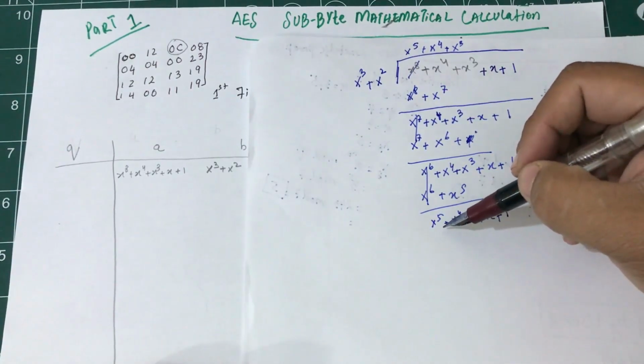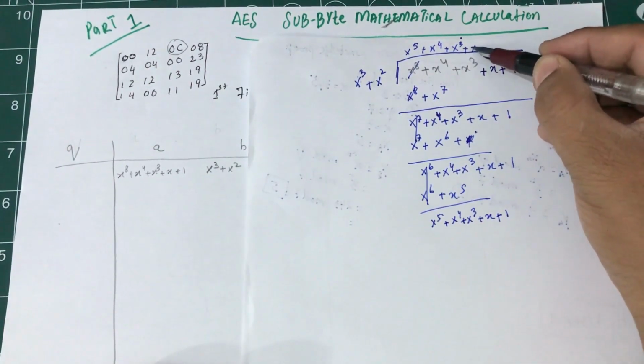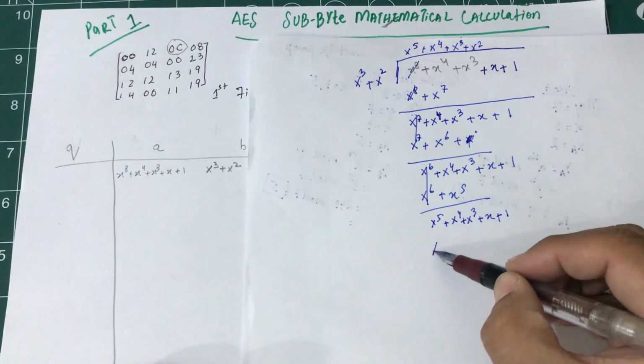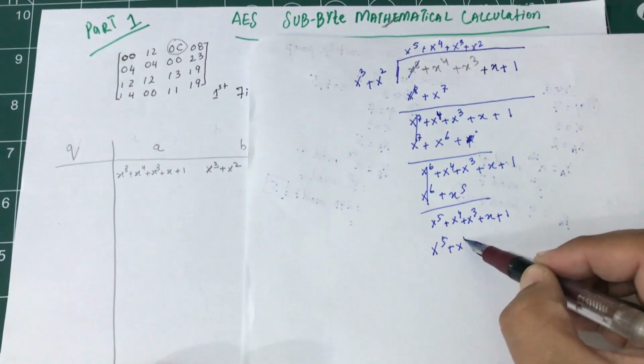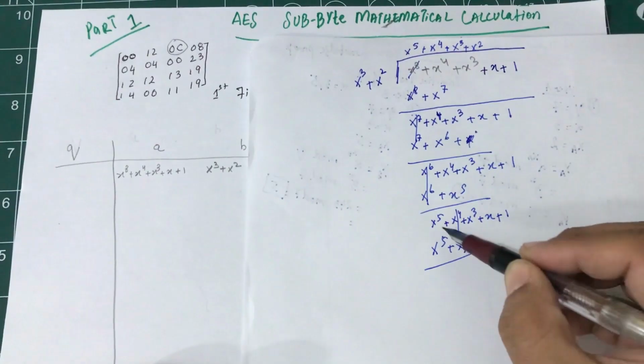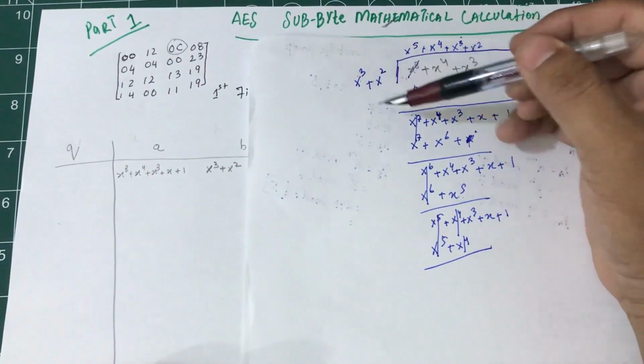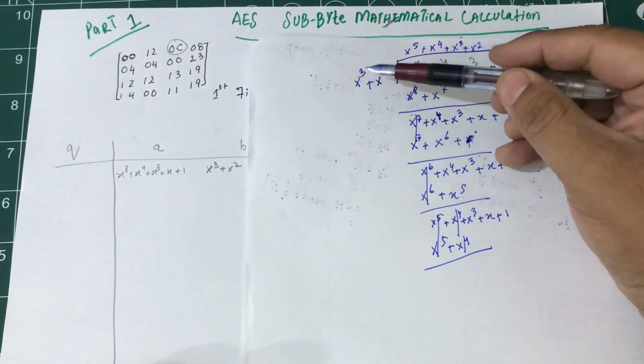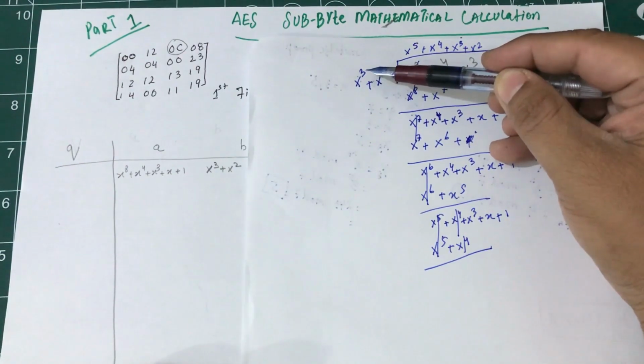What do I need to multiply to get x to the 5? That is x to the 2. So that would give me x to the 5 plus x to the 4. These two are gone. Till what degree do I need to continue doing this? Until I get lower than this polynomial's degree.